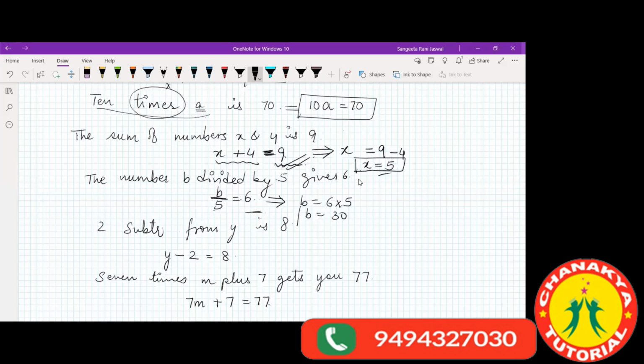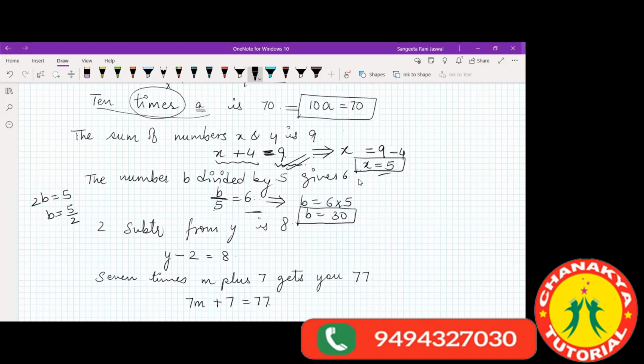Divide changes to multiply. 5 was dividing here; when it went to the other side of the equal to sign, it became multiplied. Similarly, if you have some number multiplying, like suppose you have 2b is equal to 5, the multiplying will change to divide. You understand this? Yes, ma'am. When it changes place from the left hand side to the right hand side, multiply changes to divide and divide changes to multiply. Okay, children.